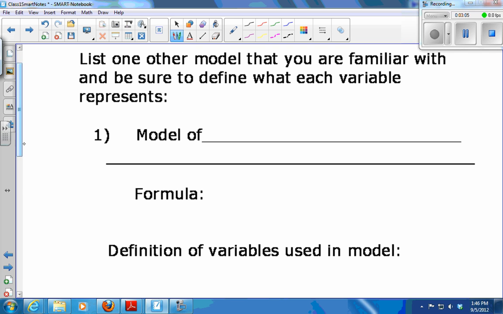So I want you, in your groups, to come up with at least a couple of other models that you're familiar with. Formulas that relate variables are mathematical models. And make sure you talk about what the variables represent. Okay, anybody willing to share one of their models?